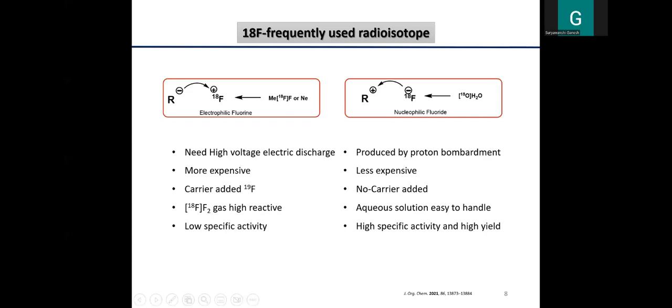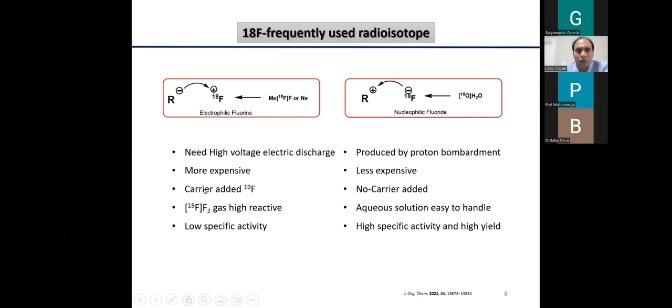To isolate F18 from the target, we need to use some carrier like F2 gas. So when this F18 goes into the gas form, it becomes more reactive, and there will be the possibility of side reactions. So we cannot use this electrophilic F18 that easily in the reactions.